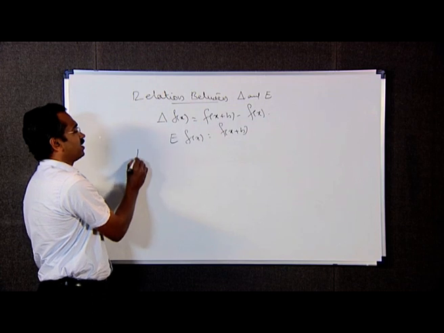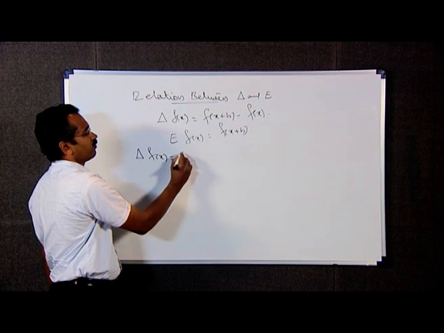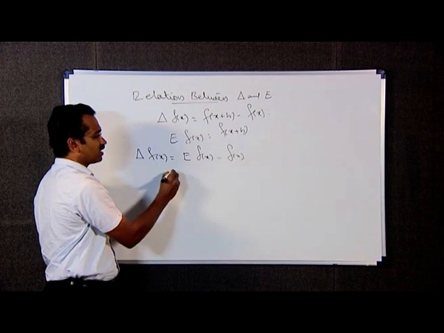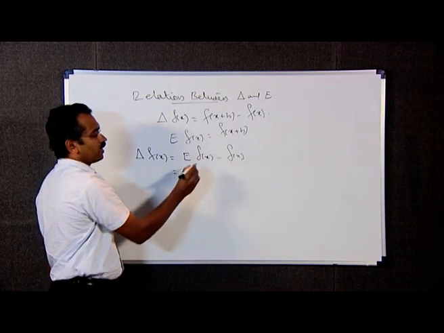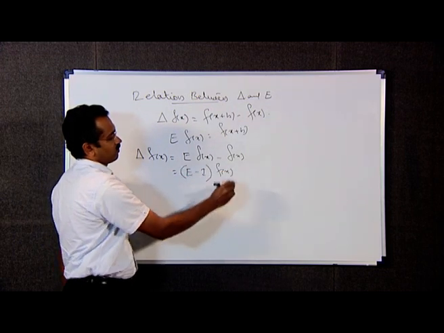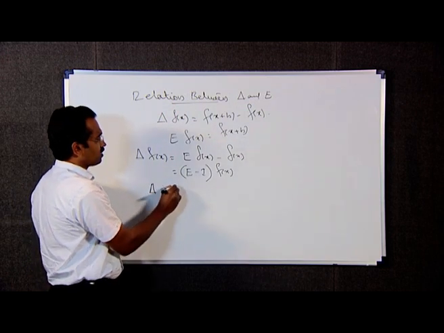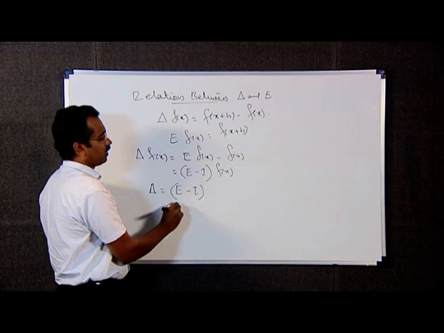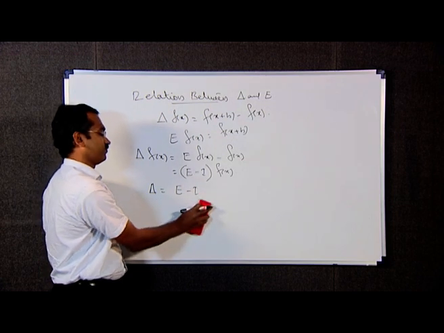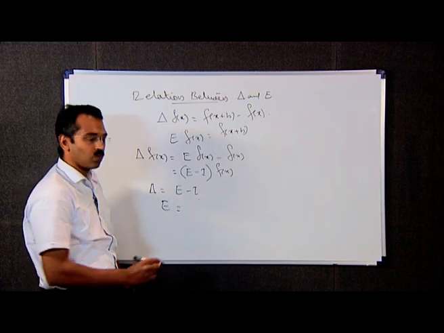From this, we can write delta f of x is equal to f of x plus h minus f of x, which is E of f of x minus f of x. That is equal to E minus I of f of x. That is, delta is equal to E minus I, where I means the identity operator, or E is equal to 1 plus delta.